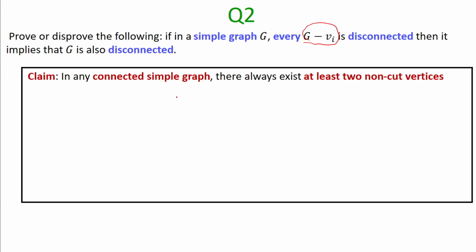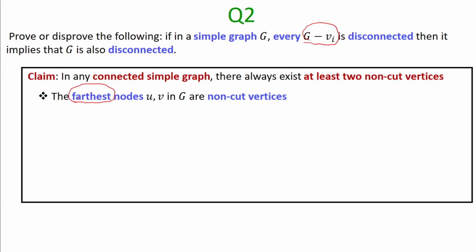Of course, the number of vertices in the graph is greater than or equal to 2, because if the graph has just one vertex, then this claim does not make any sense. How exactly do we prove this claim? You focus on the nodes u, v in the graph G which are farthest. That means the distance between the nodes u and v is the maximum in the graph.